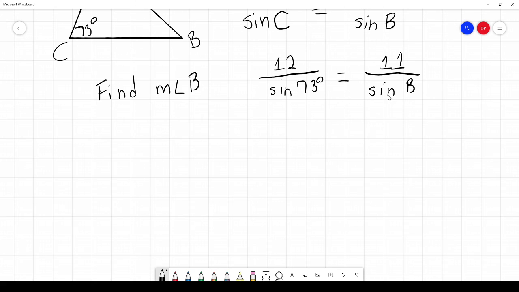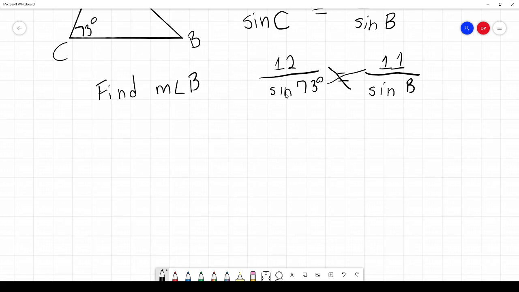So what we want to do is first get the sine of angle B by itself. I think the easiest way when you have a proportion like this, remember a proportion is just a statement that two different ratios are equal, is to start by cross multiplying. What this will do is get rid of any fractions you have.